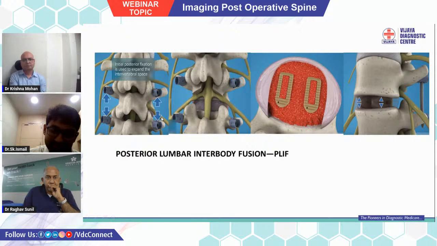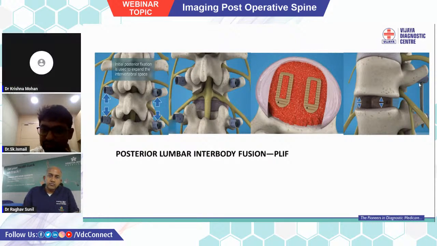So here again the approach is through the posterior paraspinal tissues, and the initial step is posterior fixation. After posterior fixation is done, this helps in expanding or increasing the intervertebral disc space. Then laminotomy or laminectomy is done, and then the thecal sac and nerve root can be displaced, and then discectomy is done and an interbody disc spacer along with bone graft is placed, and then again finally posterior fixation is done in order to help in bony fusion and also maintain stability.